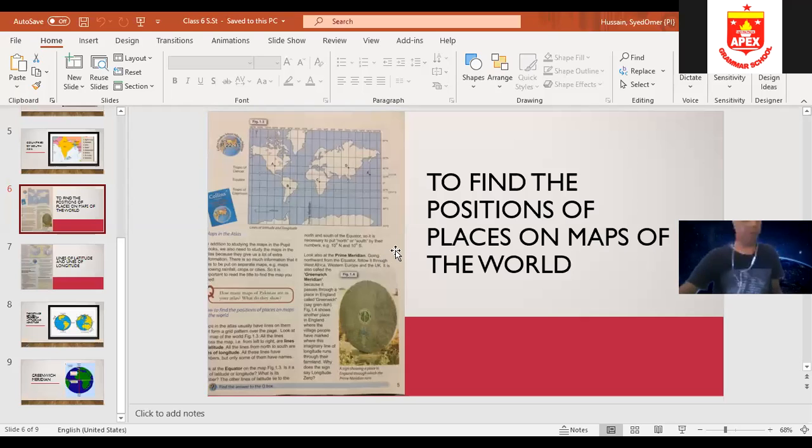How can we find positions of places on maps of the world? Now I was telling you about this map, about the lines of latitude and longitude. What is meant by lines of latitude and longitude? All the lines which are stretching from left to right, means from west to east, are called lines of latitude. And all the lines which are stretching from top to bottom are called lines of longitude.